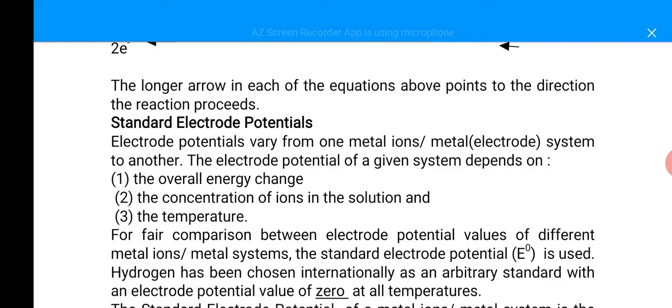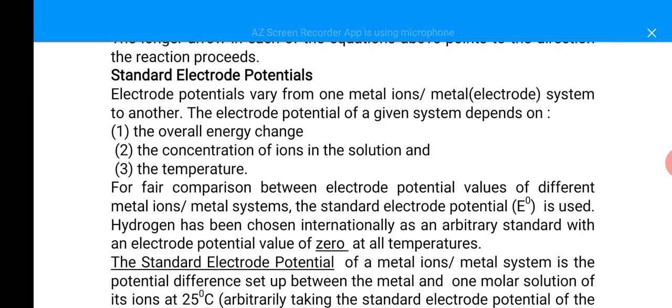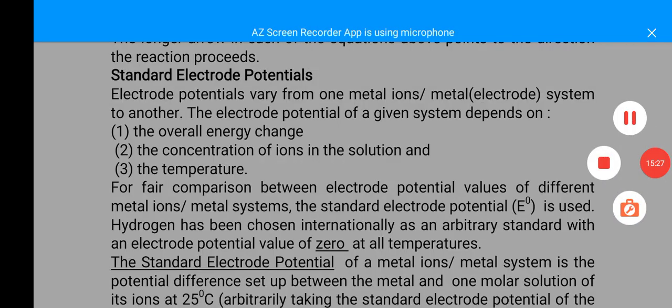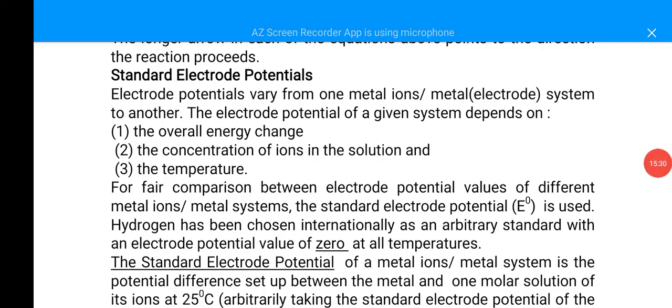Electric potential varies from one metal ion or metal electrode system to another. It means each system has its own value of a standard electric potential. The electric potential of a given system depends on three things: the overall energy change, that's number one, the concentration of ions in the solution, and the temperature. Now, for fair comparison between electric potential values, what do we use as scientists? We need to choose a standard to measure what the values of the electric potential of other metal ion / metal systems will be.